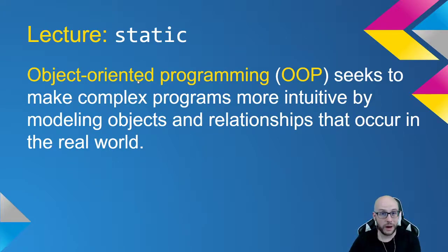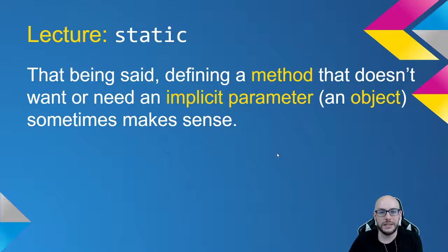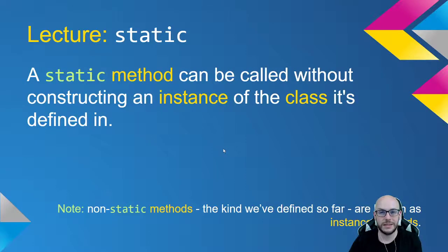OOP, we're talking about why objects exist, why you want them. The whole point of OOP is to make those particularly large projects a little bit more intuitive, which helps with the design process and helps keep you on track. That being said, defining a method that doesn't want or need an implicit parameter, an object, sometimes makes sense. And that is the whole point of static. A static method can be called without constructing an instance of the class it's defined in.